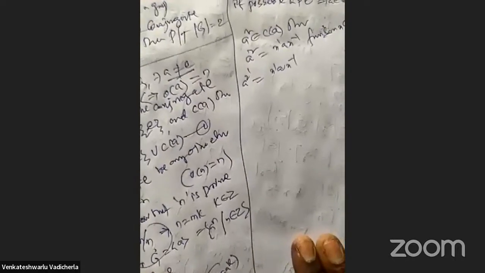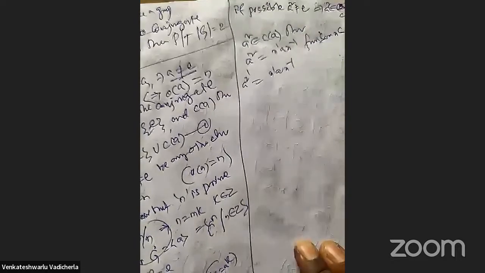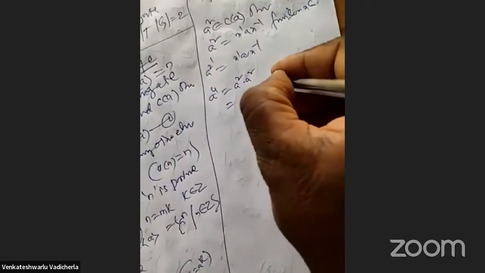So it is clear. We have to apply this. So this is the a square value. Then I take a power of 4, which is a square into a square. What is the a square? It is x power of 1, a, into x power of minus 1.